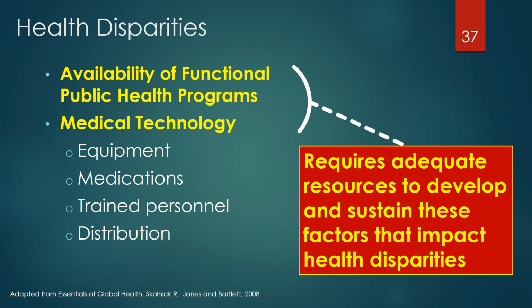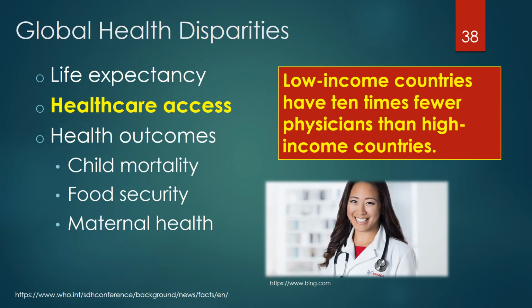The availability of functional public health programs and medical technology requires the investment of adequate resources to develop and sustain them. It's not surprising that these factors are most commonly found in higher income countries. Low-income countries have 10 times fewer physicians than high-income countries. Nigeria and Myanmar have about 4 physicians per 10,000 population, while Norway and Switzerland have 40 per 10,000.